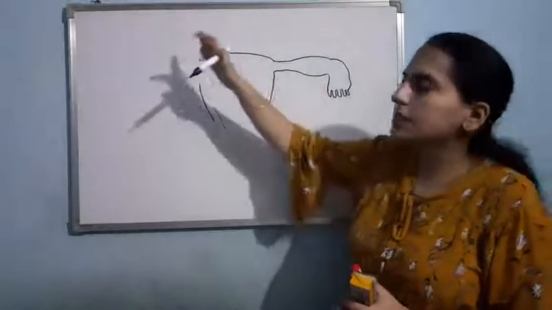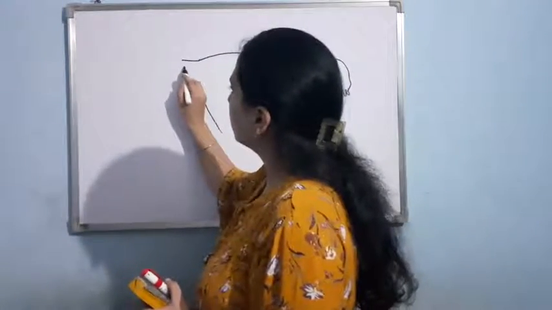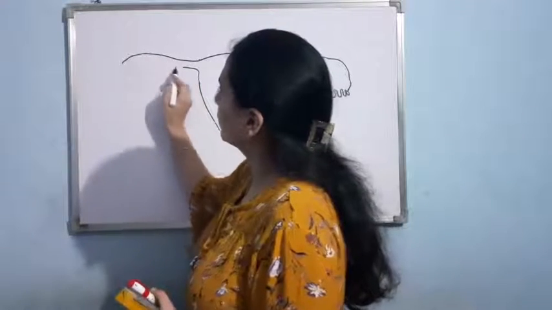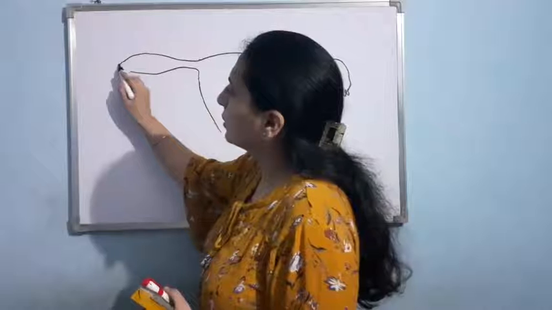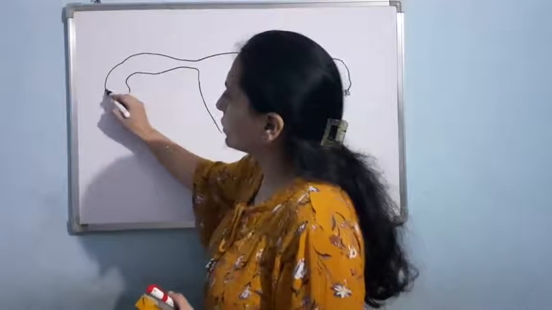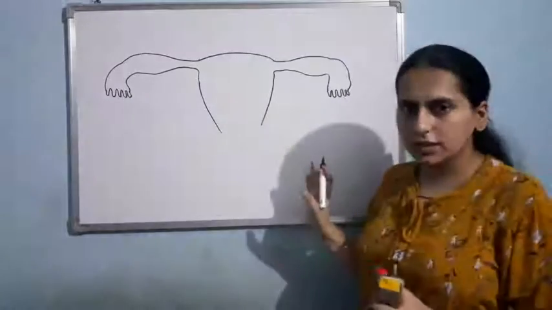I am drawing it in a similar way on that side. A narrow lumen, then widen, and then a funnel-shaped structure, which has finger-like projections at the end. Fine, this we have done.